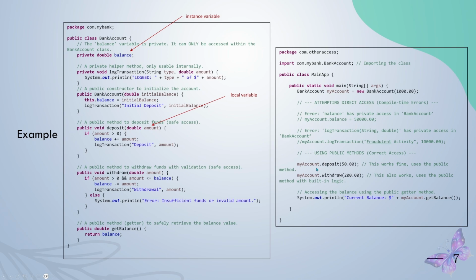But we can access the public ones. In this case, these are the public methods. You can access a public method through the instance object, like myAccount dot the method name deposit, and this will work fine.